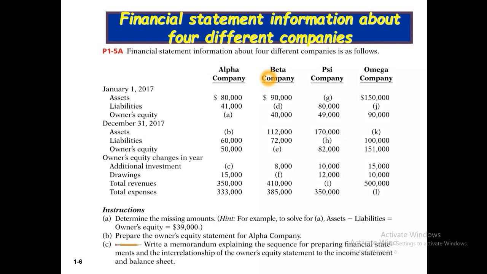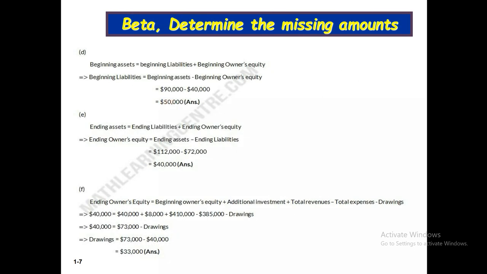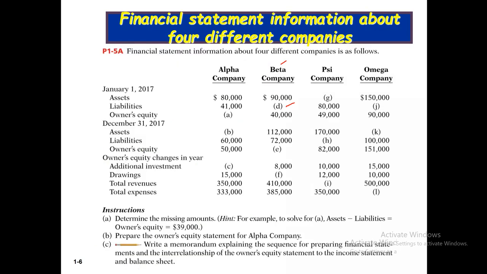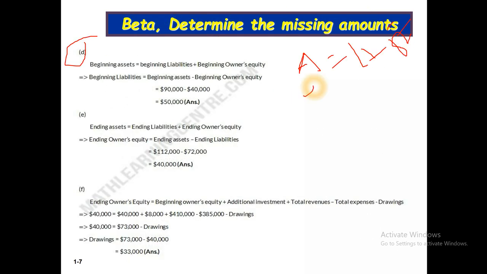Number two, Beta company. Now in Beta company, the figure to compute is liabilities. This is the missing figure D, so we can easily calculate D. That means beginning asset equals beginning liabilities plus beginning owner's equity. Actually, asset equals liability plus owner's equity. This is the basic accounting equation. Okay, so here asset is 90,000.